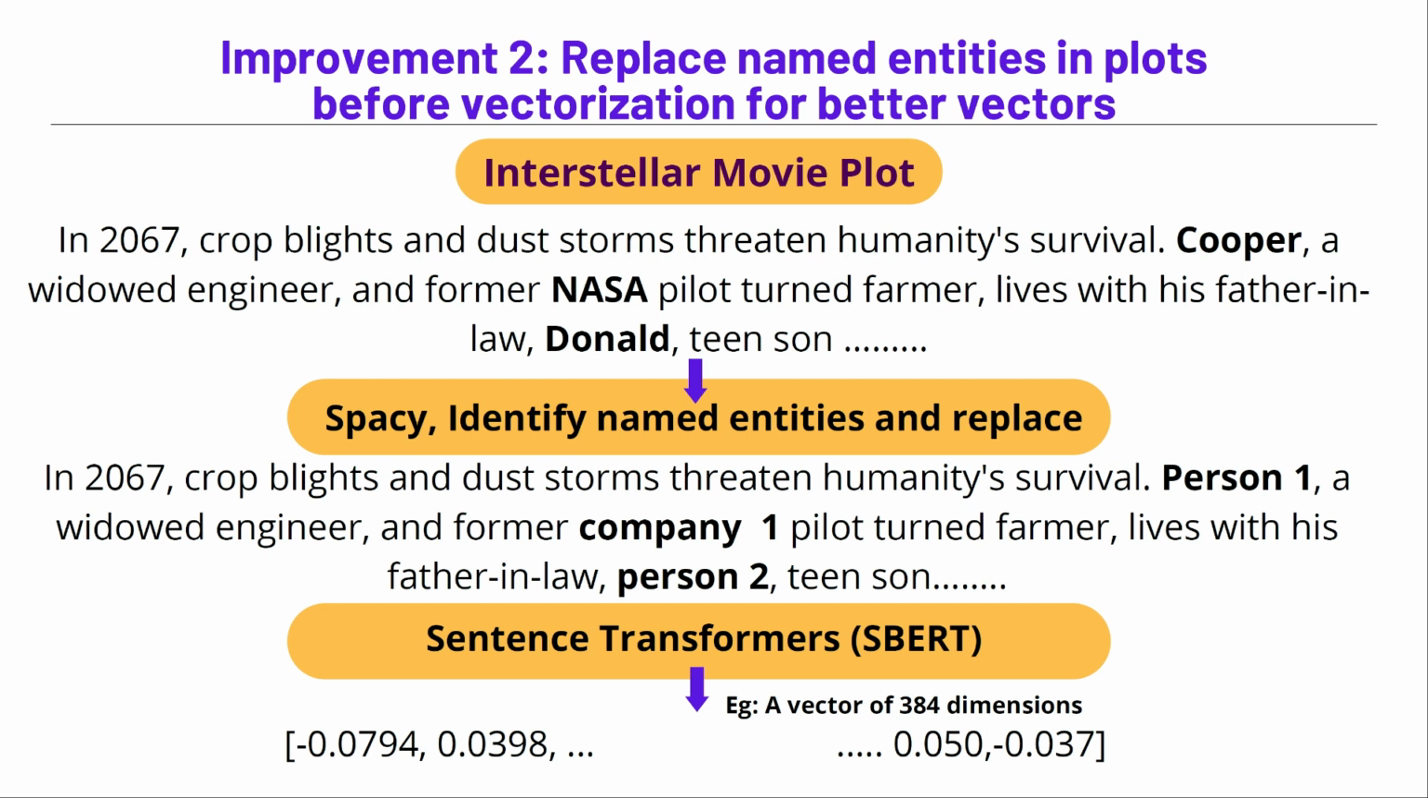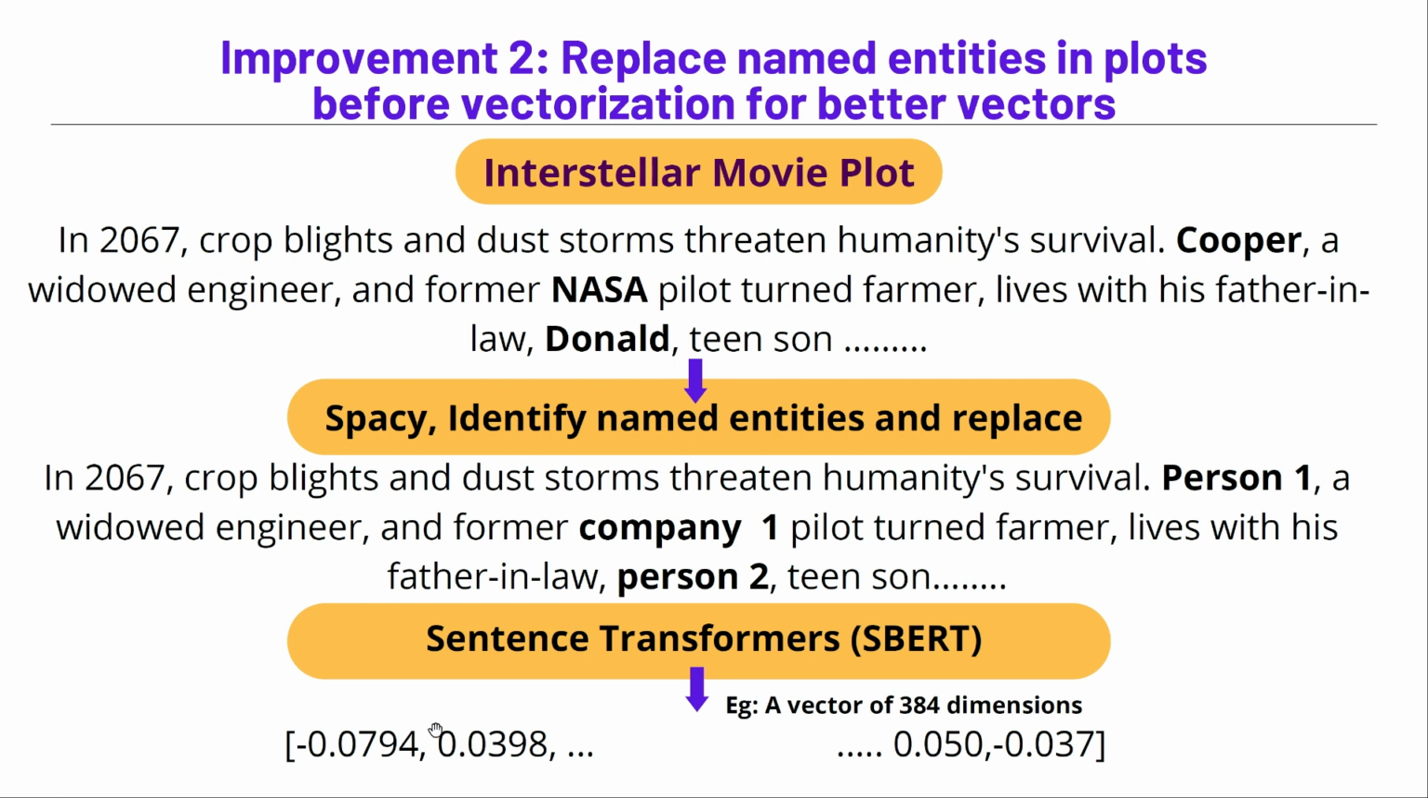And the second improvement is replacing named entities in plots before vectorizing them in order to get high quality vectors. Let's understand why we need to do this. The issue is that when, let's say, you're converting a movie plot, let's say the Interstellar movie plot, into a vector of 384 dimensions, this vector is heavily influenced by the named entities that are present in the original text. For example, Cooper, NASA, Donald, not just names, but it could be company names or places, other things. Those heavily influence the vector that you get using sentence transformers.